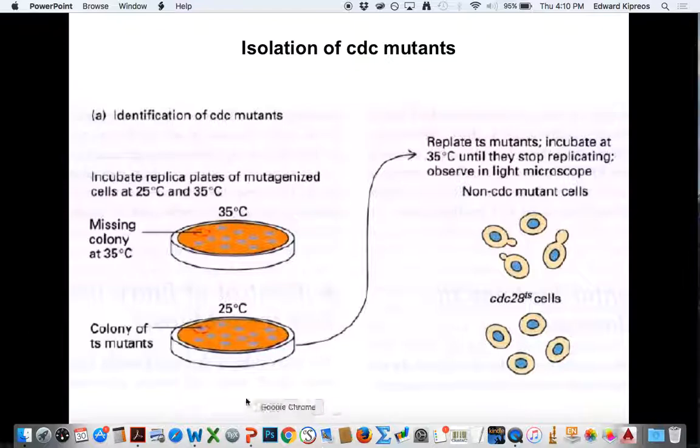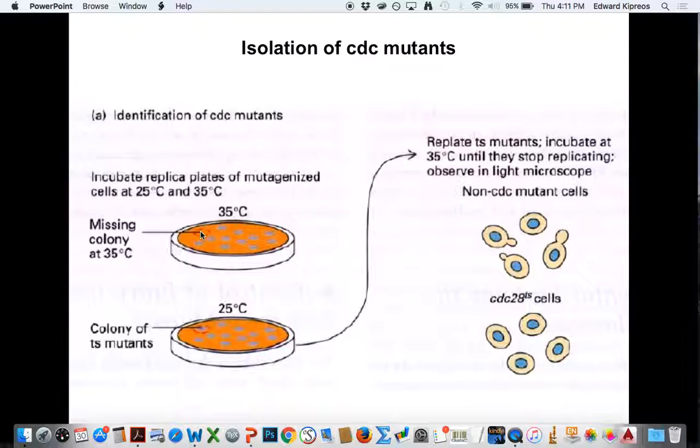So here they've done a replica plate of these colonies that are mutagenized. Each individual yeast is forming a colony. They replica plated and grow at 2 temperatures. They say, okay, this colony is growing at 25 and it doesn't grow at 35, therefore it's temperature sensitive. Okay, temperature sensitive for growth.